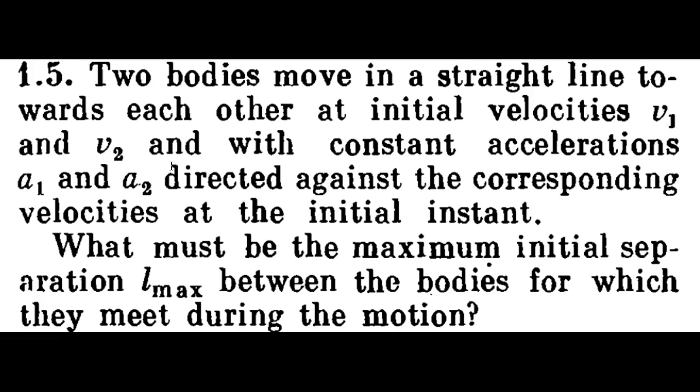Alright, we move on to the third question. Two bodies move in a straight line towards each other at initial velocities v1 and v2. This means these velocities are directed towards each other, and with a constant acceleration a1 and a2 directed against these velocities. This means the accelerations are directed opposite, but the velocities are directed towards. What must be the maximum initial separation between bodies for which they meet during the motion?